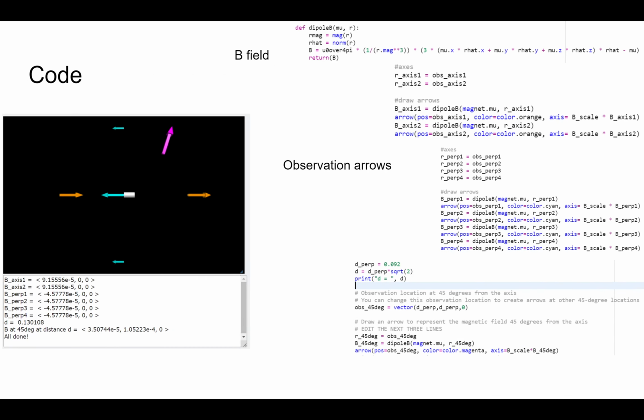So now for the code. So the first part of the code was to produce a dipole using the radius as well as certain constants, and then certain hat vectors. And then we made a bunch of observation arrows, two of them on axis, four of them off axis, as well as one at the 45, which is that bottom section down there. And that's supposed to kind of mirror what we did in the physical model. And then you can see some of the results there on the left.